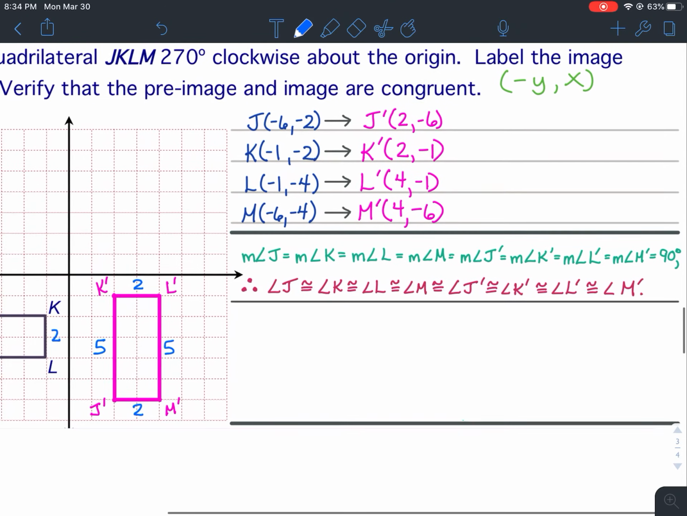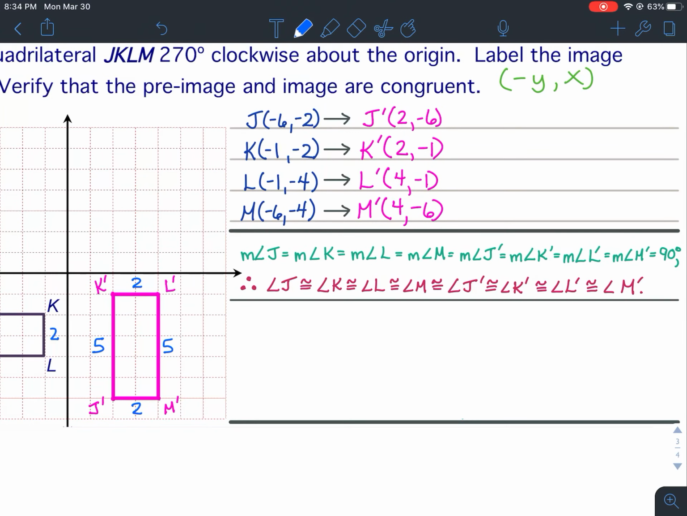The measure of angle J equals the measure of angle K, which equals the measure of angle L, equals the measure of angle M, which equals the measure of angle J prime, which equals the measure of angle K prime, which equals the measure of angle L prime, which equals the measure of angle M prime, which all equal 90 degrees. And because every single angle is 90 degrees, I can therefore say that angle J is congruent to angle K, is congruent to angle L, is congruent to angle M, is congruent to angle J prime, is congruent to angle K prime, is congruent to angle L prime, is congruent to angle M prime. Go ahead, pause your video, get that all written down.